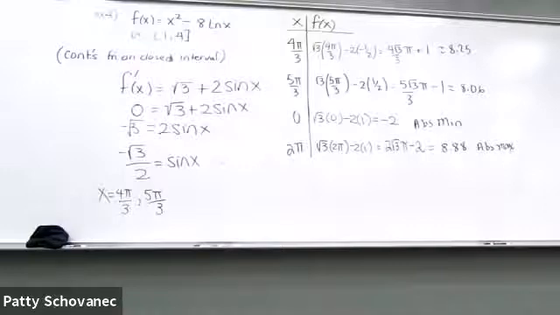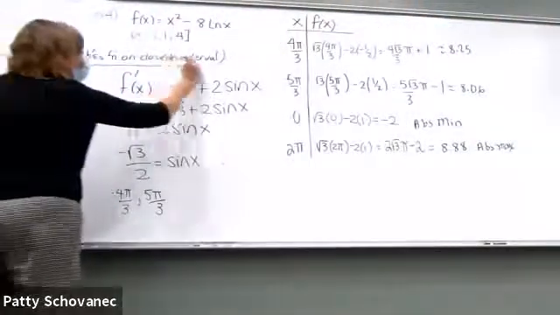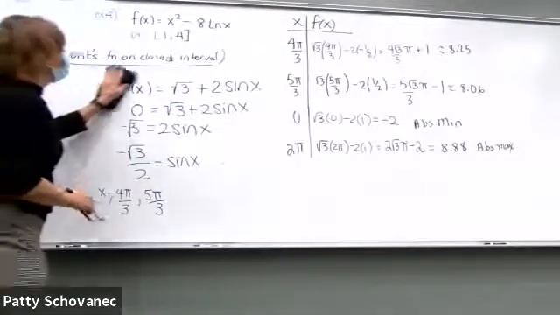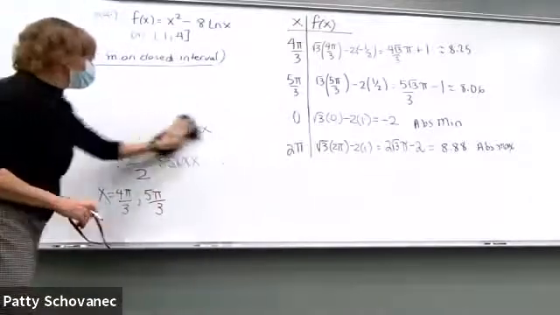X squared is a continuous function. The natural log of x is a continuous function. And so the difference between two continuous functions is still continuous. And then I have a closed interval. So I know I've got my requirements of being able to find the absolute max and min. So I'm going to give you a minute to take the derivative.